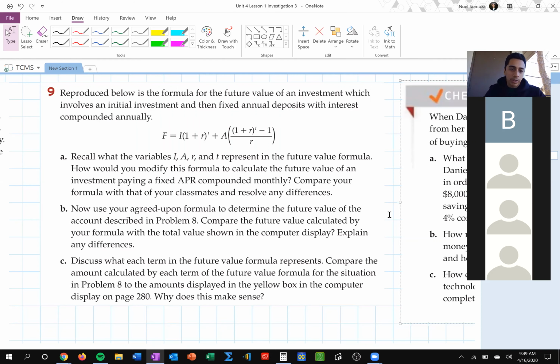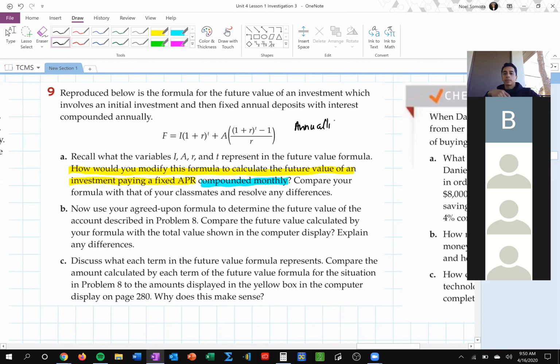Now, here's the important part. It asks, how would you modify this formula to calculate the future value of an investment paying APR? And then here's the key. What if it was compounded monthly? Okay, because so far, I don't know if you've noticed, but so far, every time we've used the formula, the type of interest was annually, or it was compounded annually.